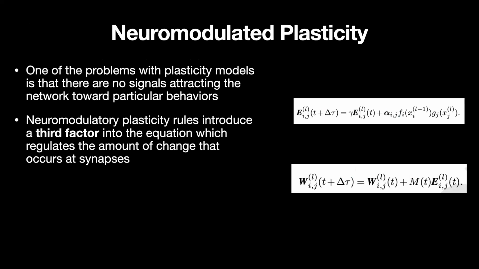Oh, okay. And so there's one problem with plasticity models if we're trying to solve real problems, and that's that there's no signal attracting the neural network toward any particular behavior. You could have this spike-timing-dependent plasticity rule, but we want a robot to learn how to walk. We don't care about this unsupervised growing and shrinking of synapses. And so that's where neuromodulation comes in.